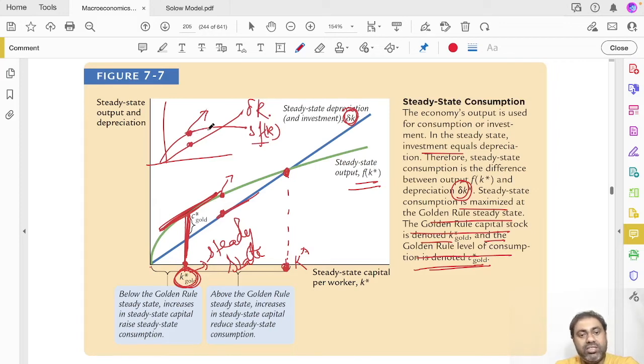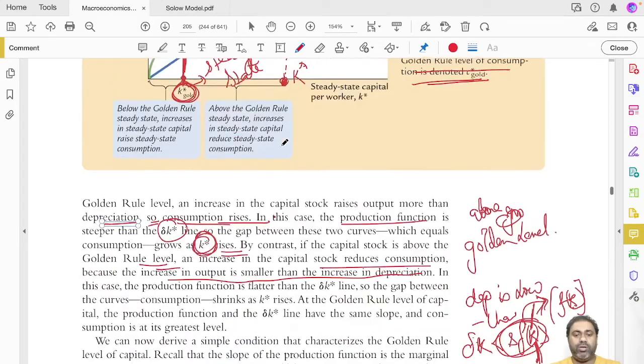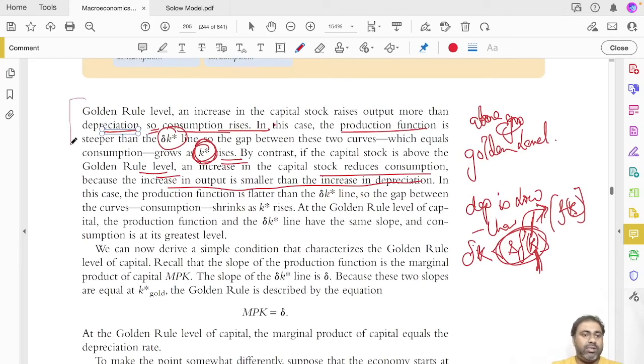Therefore, the change which is taking place, if you keep on increasing SF, it will increase, but then the respective change in FK is lower than the change in SFK. Therefore, your consumption will increase, but it will not be at the maximum point. So this is what has been explained over here.